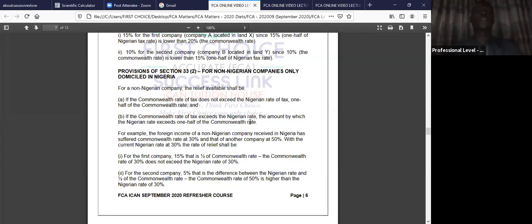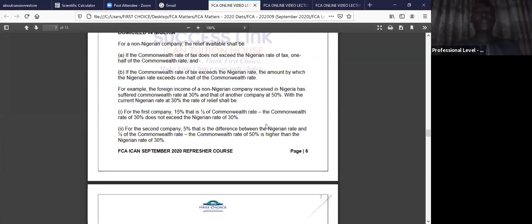But going back to when the Commonwealth rate is bigger than the Nigerian rate, you look for the difference between the Nigerian rate and half of the Commonwealth rate. Well, it has usually not been common in exam, but who knows, it may come up in any exam.